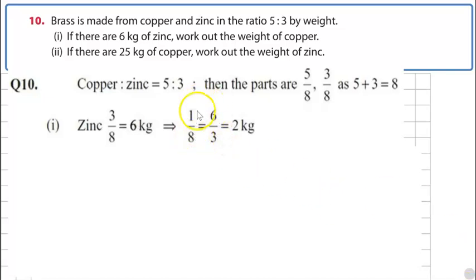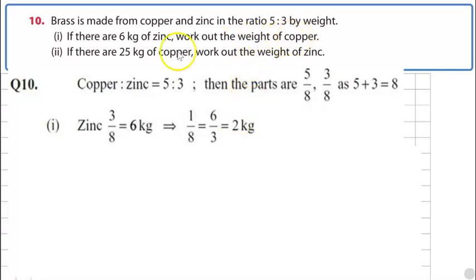So to get 1/8, or one part, we are going to divide by 3. So 6 divided by 3 gives us 2 kilograms. So one part, or 1/8, is 2 kilograms. And we want to find out the weight of the copper.